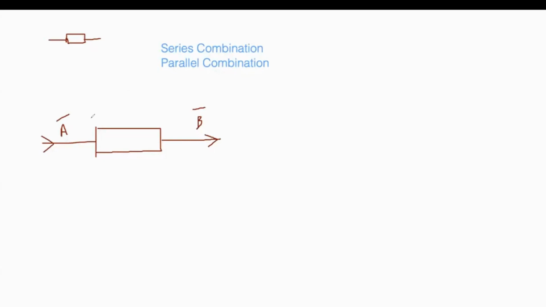Now I'm connecting another resistor like this. And in this resistor also, you see the current is flowing like this. So this is the starting of this resistor, and this is the ending of this resistor. Same can happen, and I can have a series of resistors connected like this: starting, ending, starting, ending.